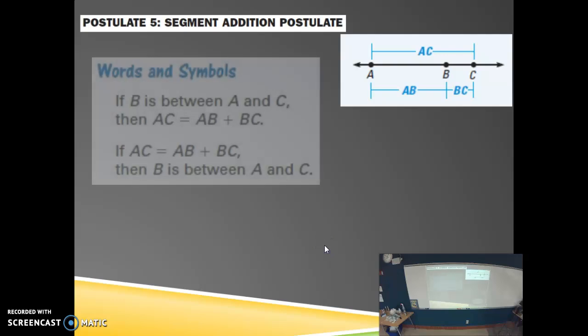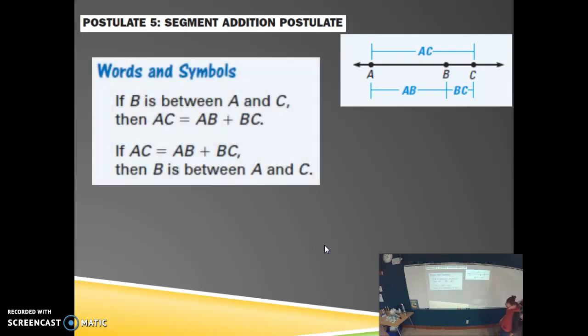The segment addition postulate. We've talked about postulates a little bit. These are things that are accepted without proof because they're very basic and are in some ways actually the rules that we're writing geometry with. So if B is between A and C, and if we look over here at the right, it is, then AC, that whole segment, is going to be equal to AB plus BC, which makes complete sense, right?